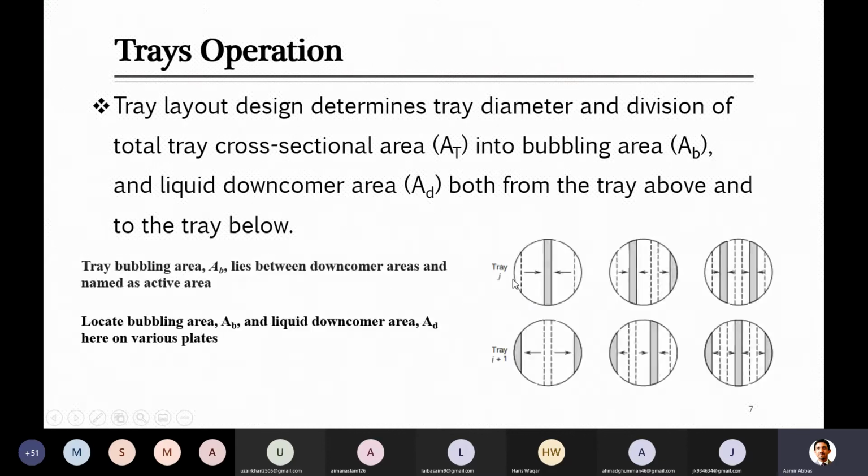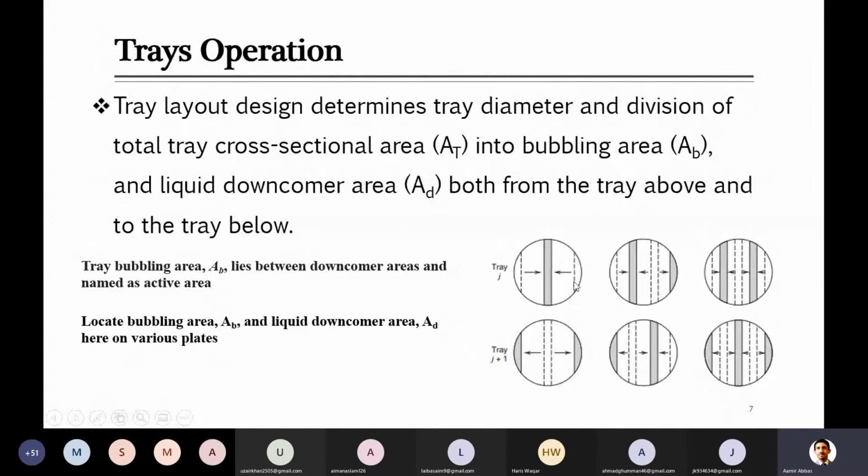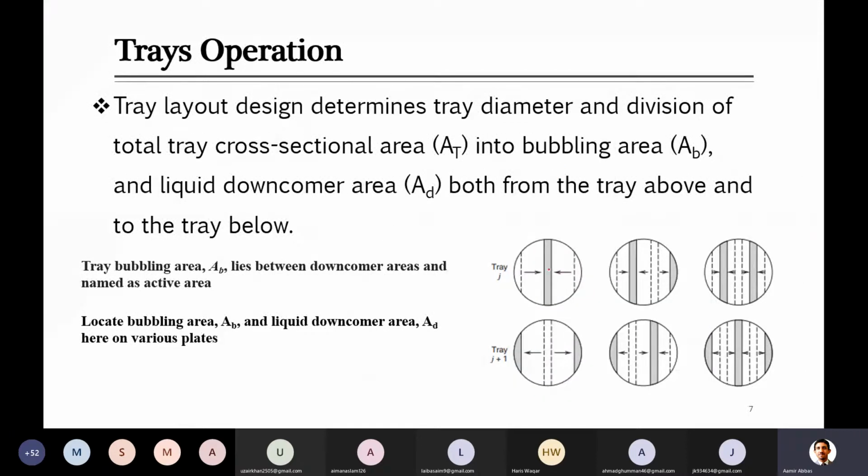So the total area of any tray, like for example here you can see a number of trays. I think this was also discussed in the last lecture, where a complete tray was shown to you, and we discussed that there is some area for vapor-liquid contact, which we call either the bubbling area or the active area, and another area is for the downcomer. So on any plate there are two downcomer areas, one for the liquid coming from the top plate to this tray, as well as the downcomer area for movement of liquid from this tray to the next tray below this.